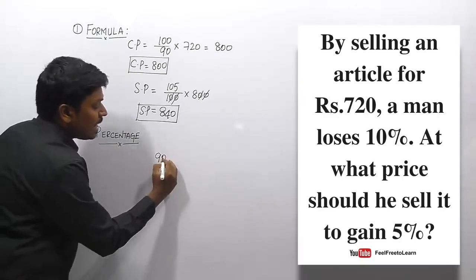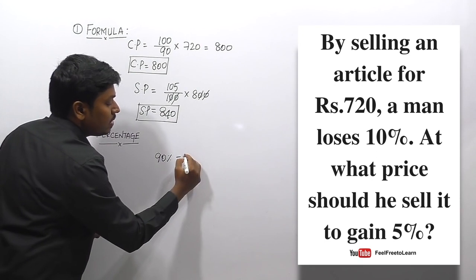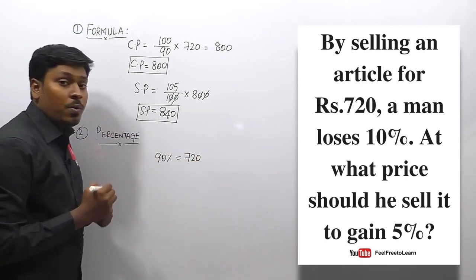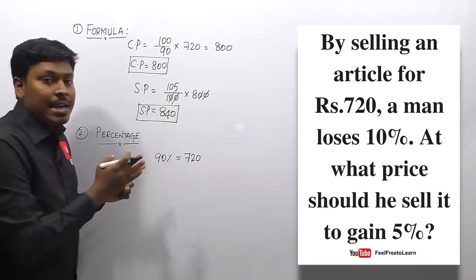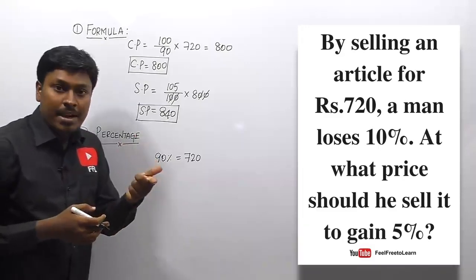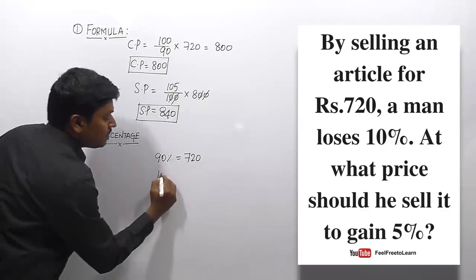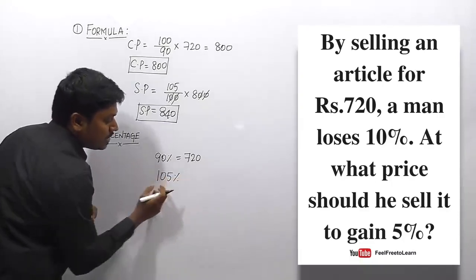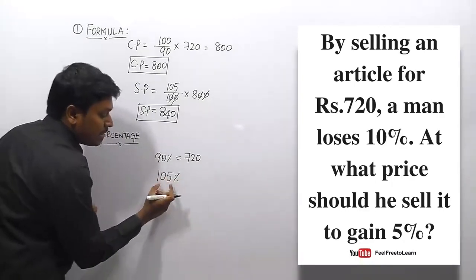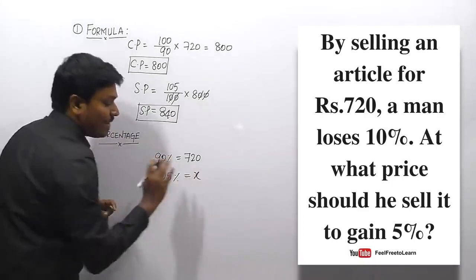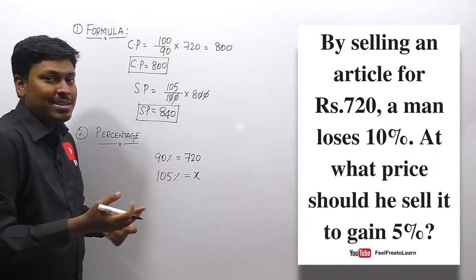So we can say that 90% he sold an article for 720, right? Now what he decided is, he needs a gain of 5%. Cost price will be 100%, and a 5% gain can be taken as 105%. So if he needs a gain of 5%, that is cost price plus gain 5%, that is 105% is equal to x. That's it. If you cross this, you can easily get an answer.